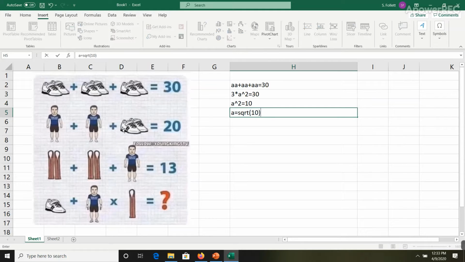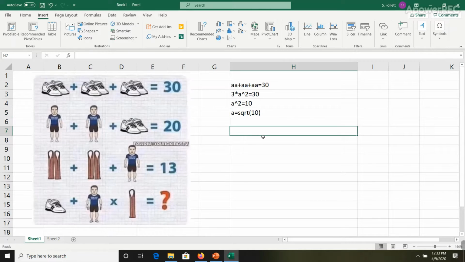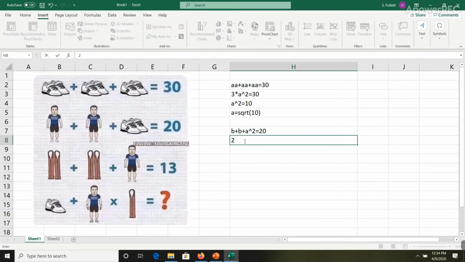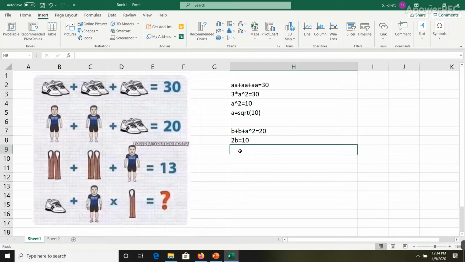Okay, good. Now let's take the second equation. Well, I got 2 sneakers, so there's my A squared. I'm going to call this guy B, by the way. So I got B plus B plus A squared is equal to 20. Well, I know that A squared is equal to 10, so I'm going to subtract 10 from both sides. Combine the Bs, so I got 2B is equal to 10. Therefore, B is equal to half of 10, or 5.